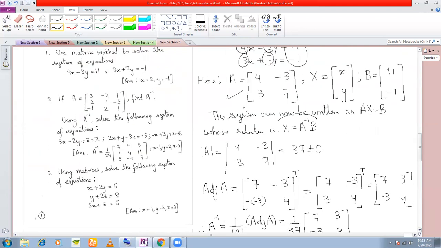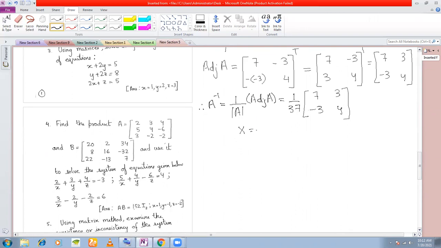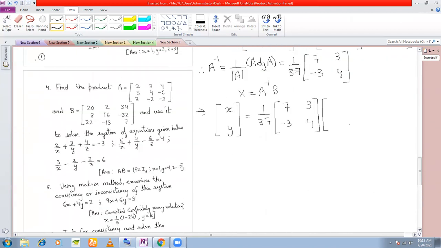So what is the solution here? X is equal to A inverse B, right? So X is equal to A inverse B implies, what is the X? X was a column matrix, x y. A inverse we just found out above to be 1 by 37 times 7, 3, minus 3, 4. And B matrix here was 11, minus 1.